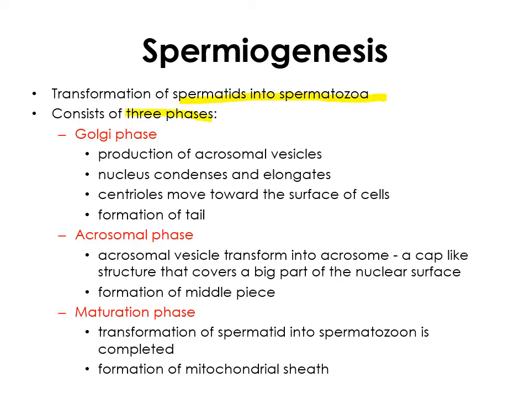There are three phases. We have the Golgi phase, where the production of acrosomal vesicles occurs. The acrosomal phase transforms these into the acrosome, a cup-like structure that covers a big part of the nuclear surface of the sperm. In the maturation phase, the spermatid is transformed completely.